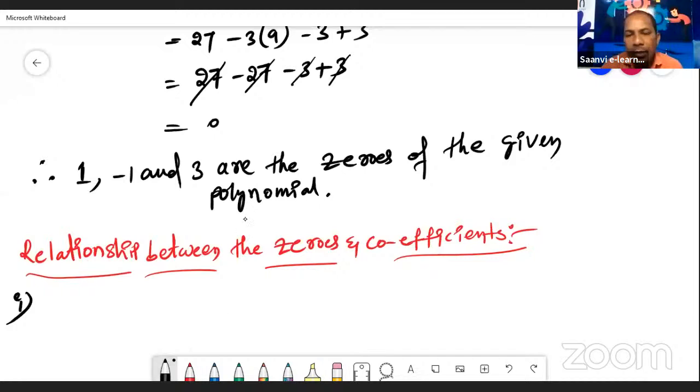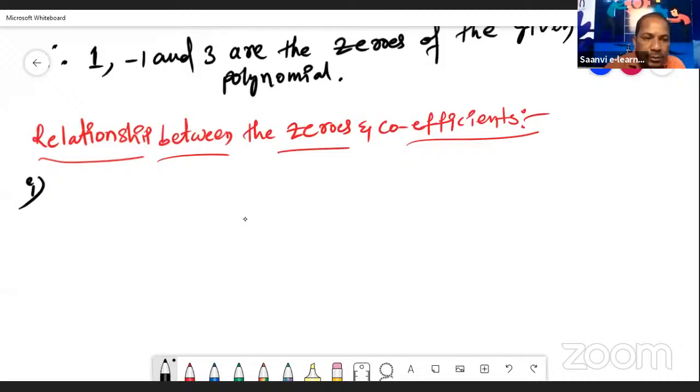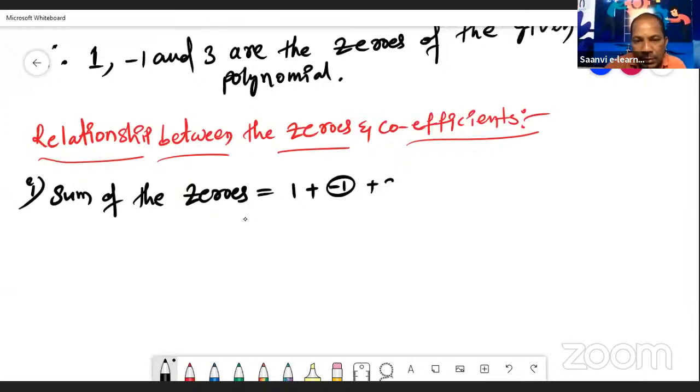Already in the quadratic polynomial you have discussed this. First of all, we should find directly the sum of the zeros: 1 plus the second zero, minus 1, plus the third zero, 3. Plus 1 minus 1 cancel. So the sum of the zeros we have got is 3.